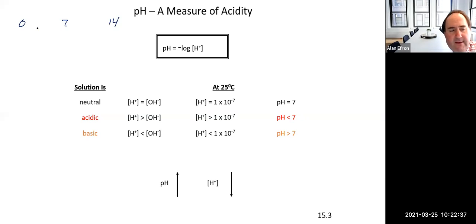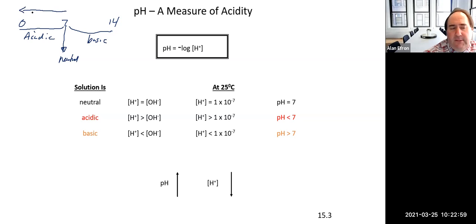Below 7 down to 0 is acidic. Above 7 up to 14 is basic. And dead on 7 is neutral. 7 is sort of your center point, if you will. As you go from 7 closer to 0, you're becoming more acidic. As you go from 7 closer to 14, you're becoming more basic.